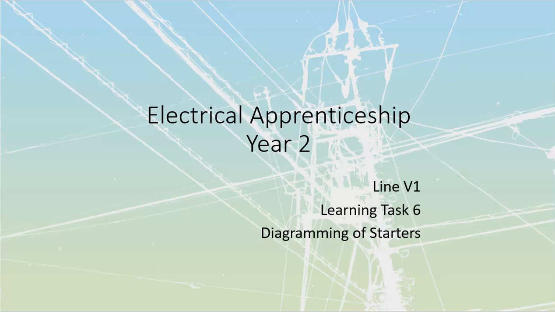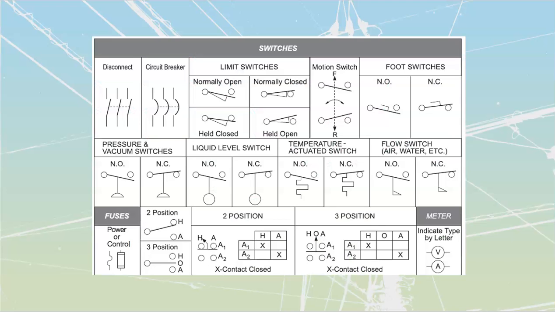All right, line V1, we're on learning task number 6, where we're going to take a look at the diagramming of magnetic starters. We're going to start by going through a number of components, and then we're going to take a look at schematics and compare those schematics to our wiring diagrams.